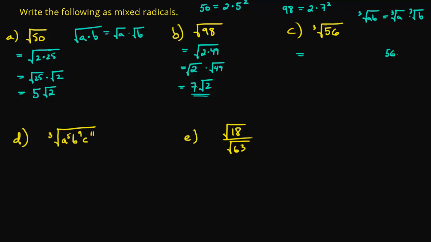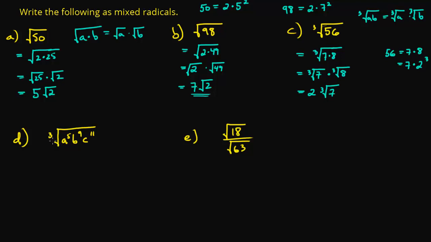So 56 I know is equal to 7 times 8. And 8 can be rewritten as 2 to the power of 3. So 8 is actually a perfect cube. So I can rewrite this as the cube root of 7 times 8, and again 8 is a perfect cube, which is equal to the cube root of 7 times the cube root of 8. The cube root of 8 is just 2, so I can rewrite this as 2 cube root 7. Next, let's do this one.